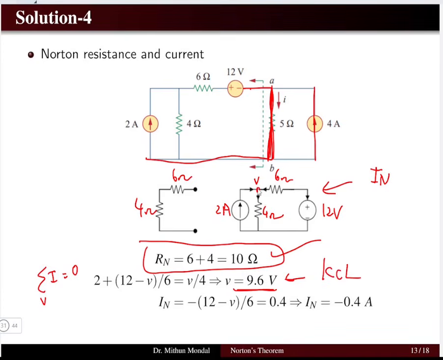Now once we have obtained the voltage here, I can find the current which is flowing this side, because that is the Norton current. Whatever current is flowing this side is basically the Norton current. So I am getting the Norton current as minus 0.4 ampere. So I have got the Norton current and the Norton resistance for this network.